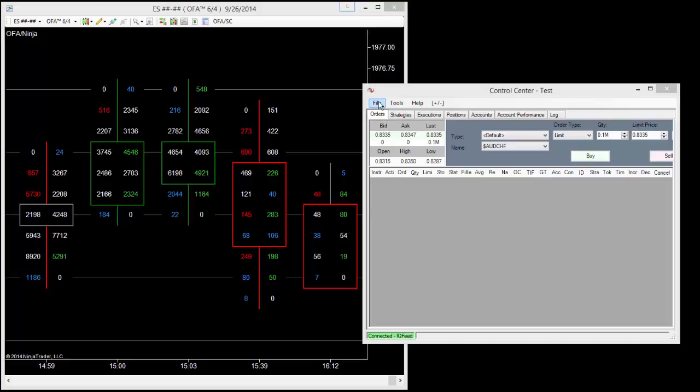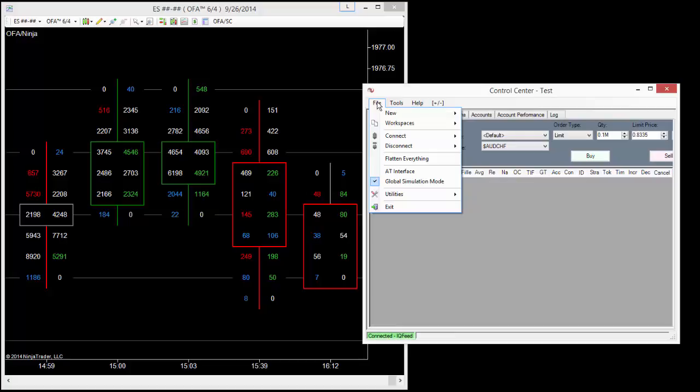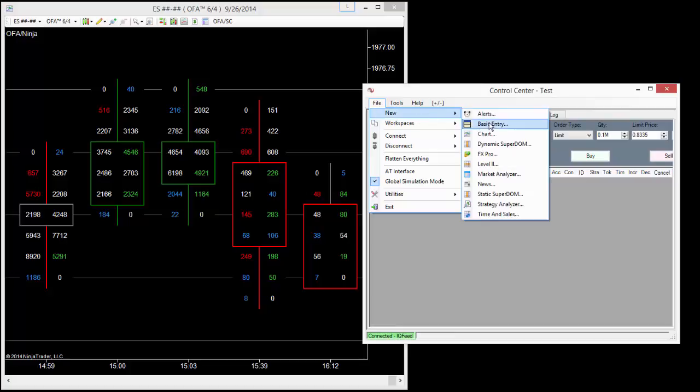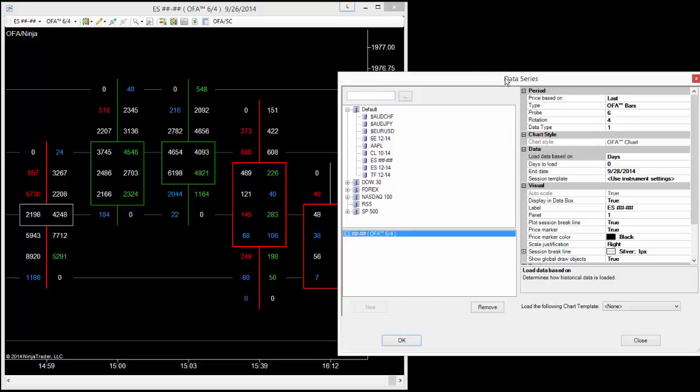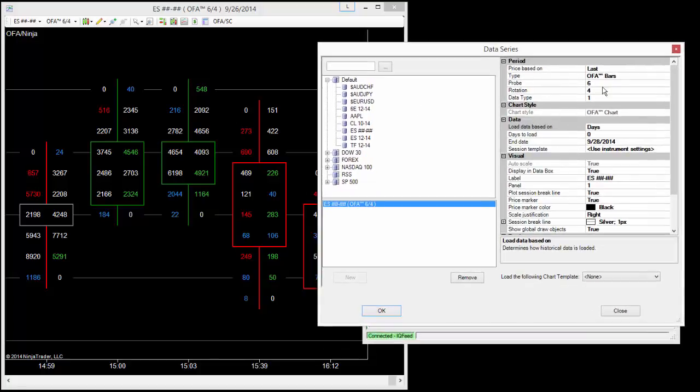Building an OFA chart is dependent on what we call probe and rotation values. So when you build a chart by going to File, New, and Chart and selecting an instrument, you're going to see in the settings a probe value and a rotation value. And what this does is define how the periods are displayed.